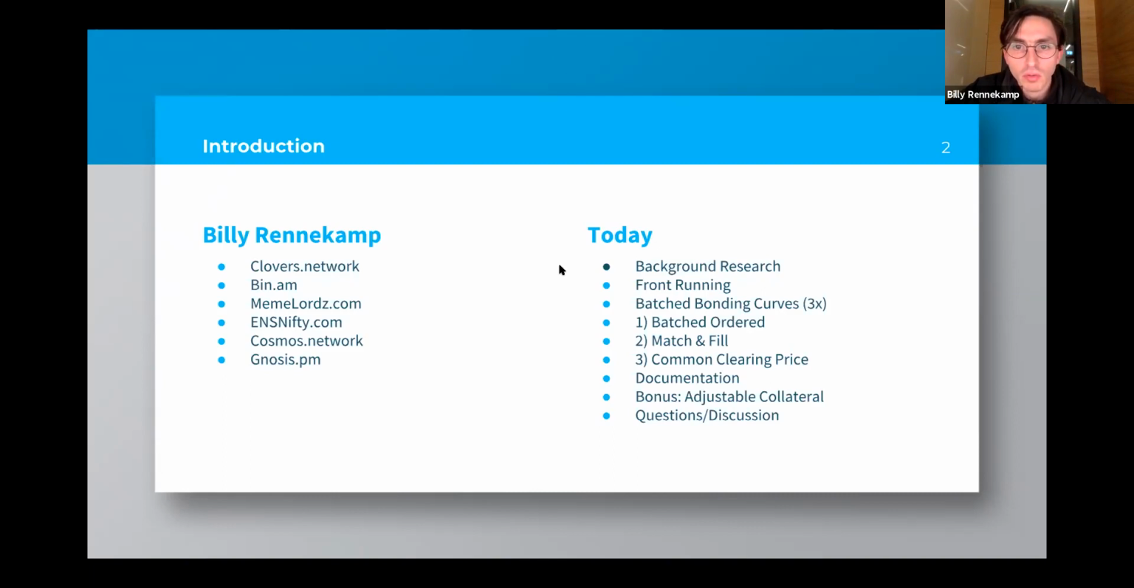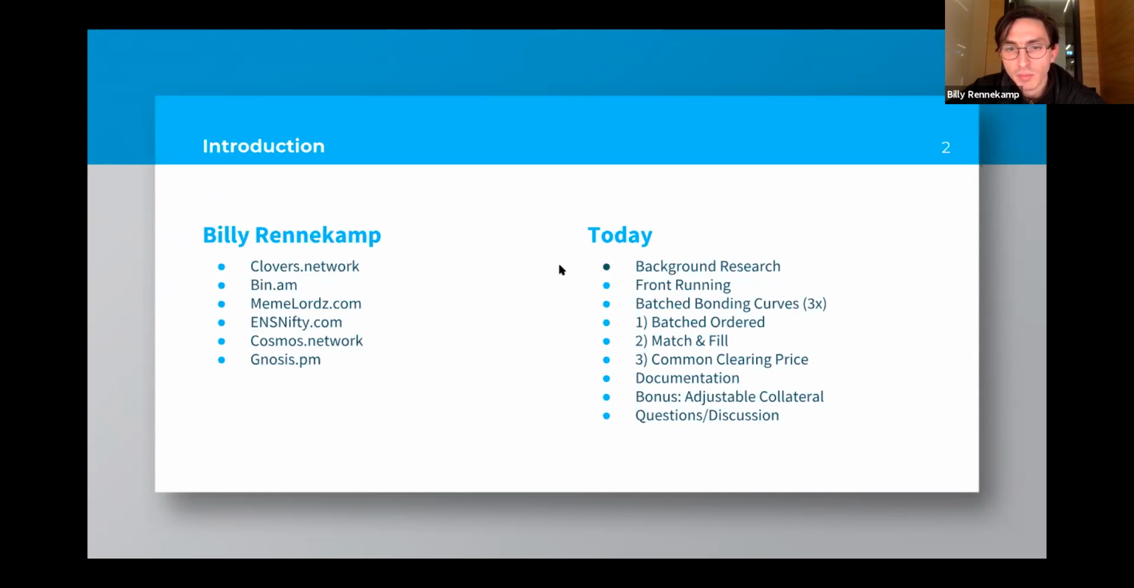Today, I'm going to be giving you a little background on the research, where this work came from, a little bit of talk on front running in general. I've come up with 3 batch bonding curve proposals that are meant to combat front running. So I'll go through each of those. The first one I'm calling batch to ordered, second match and fill, the third is a common clearing price.